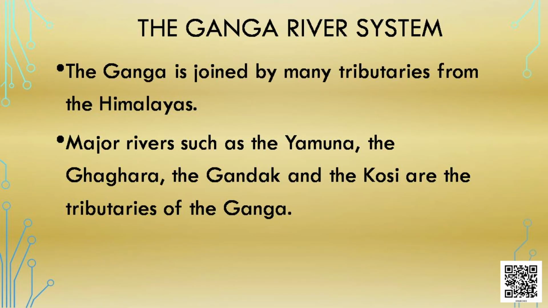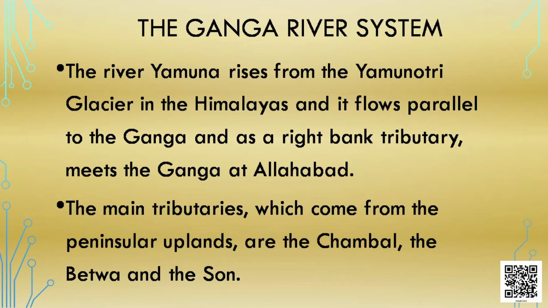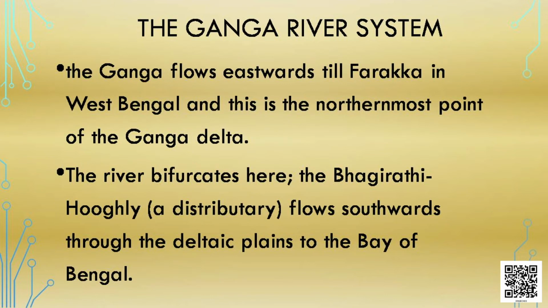Some of its important tributaries are the river Yamuna, the Ghagra, the Gandak, the Kosi are the major tributaries of this river. Out of this, your river Yamuna, which is a tributary, runs more or less parallel to the river Ganga. And this river has come out from the glacier called Yamunotri Glacier. Some other tributaries are the Chambal, the Betwa, the Son. They join river Ganga from the peninsular uplands. The mouth of river Ganga lies at the Bay of Bengal.